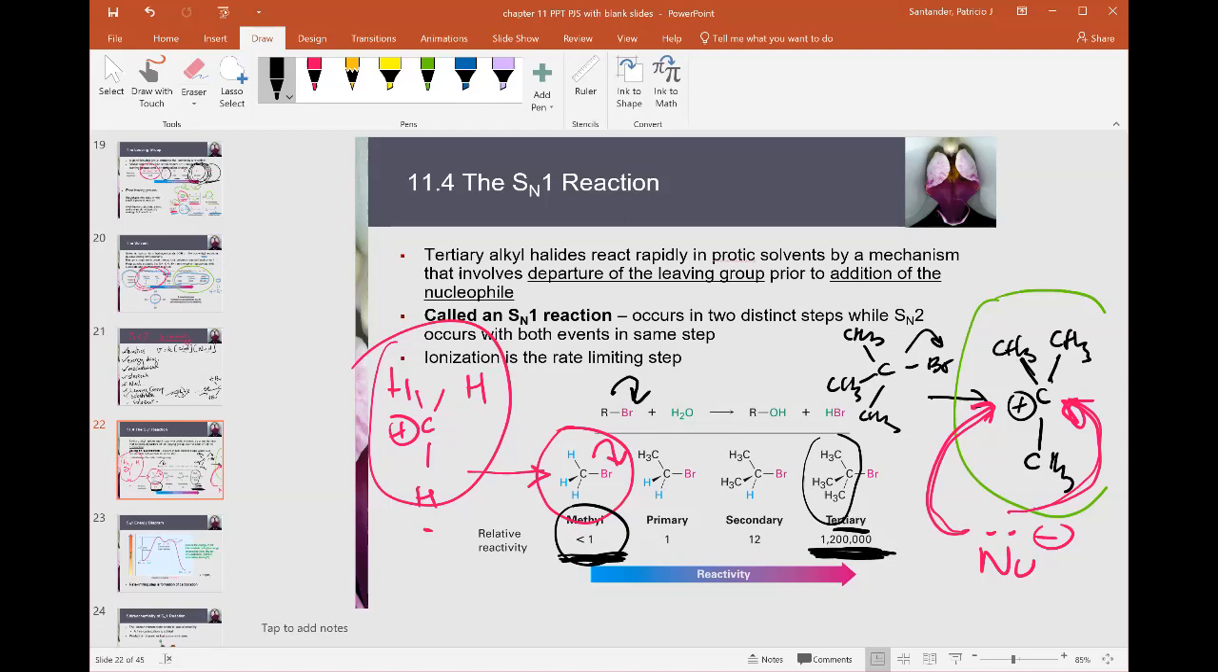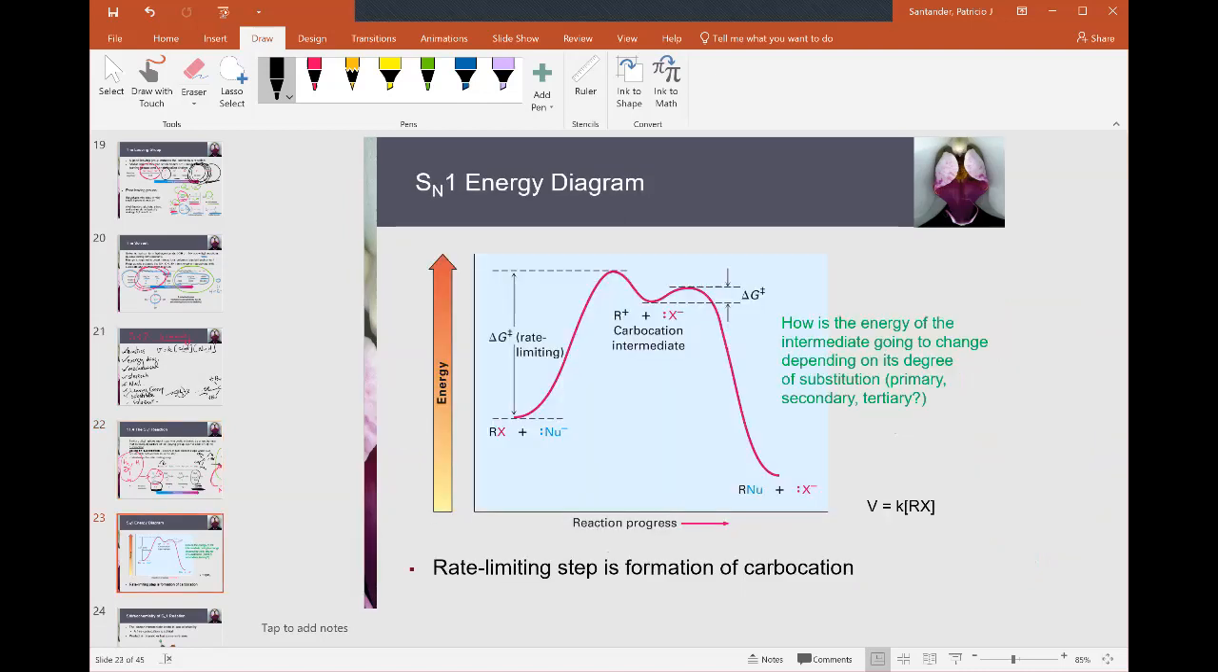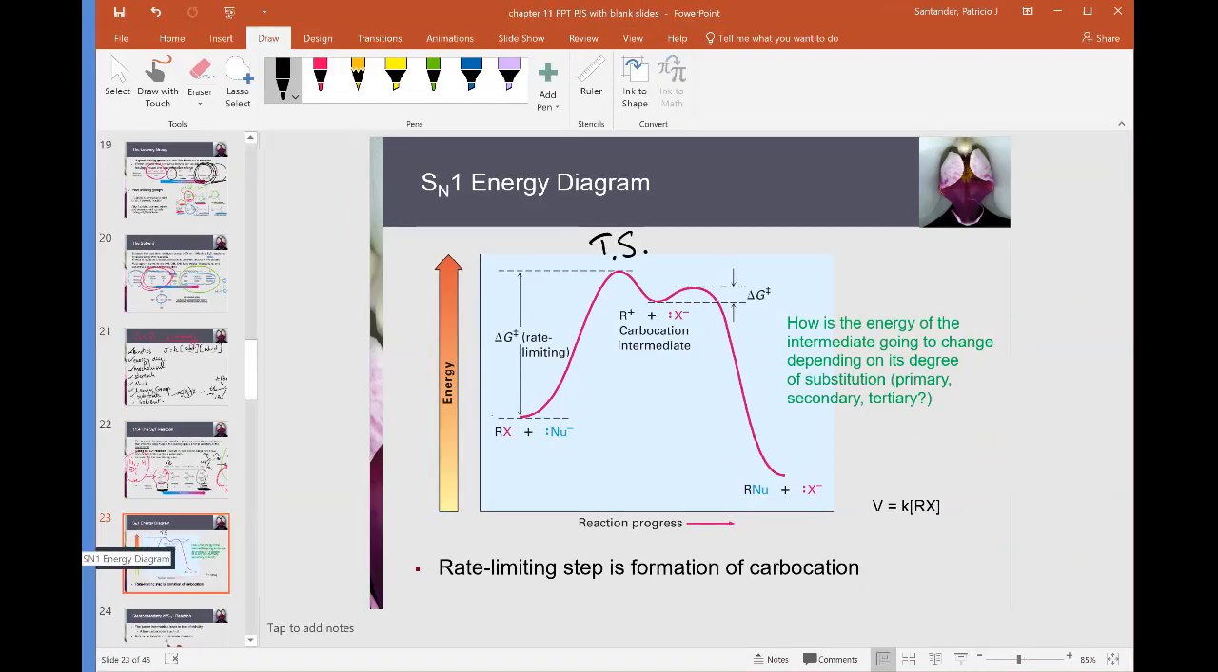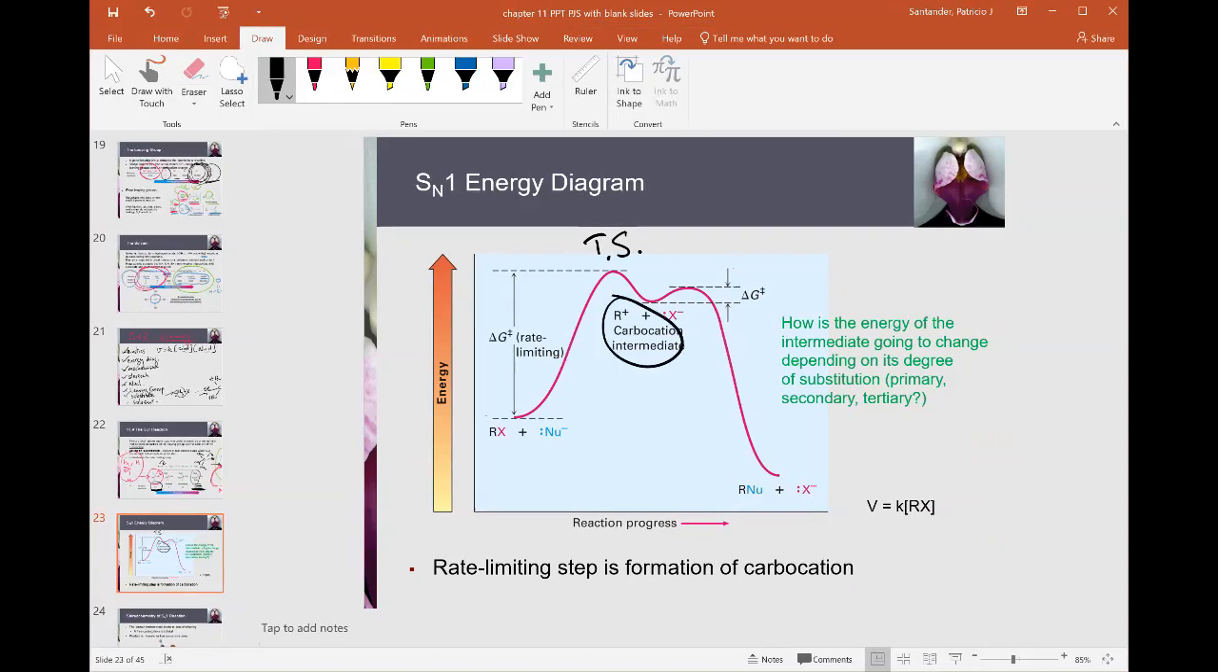And so how about the energy diagram? Well, the energy diagram also will be different because you will first go through a transition state, and you will form a carbocation intermediate. So we have here formation of an intermediate, and then we go downhill from here, and then you form the final product. But here there is formation of an intermediate, and that intermediate is a carbocation.